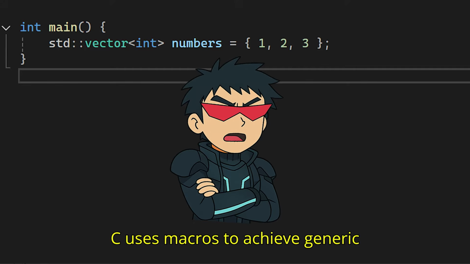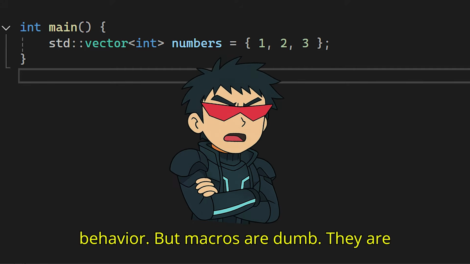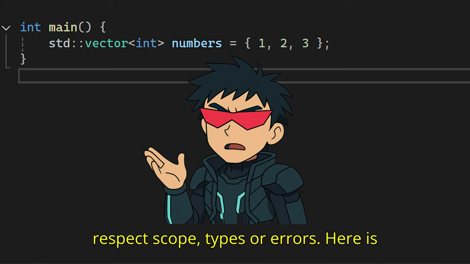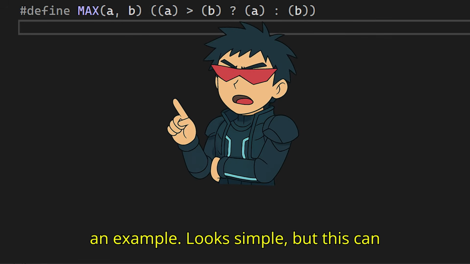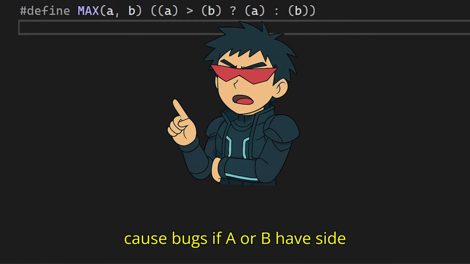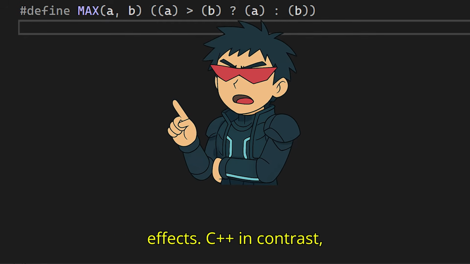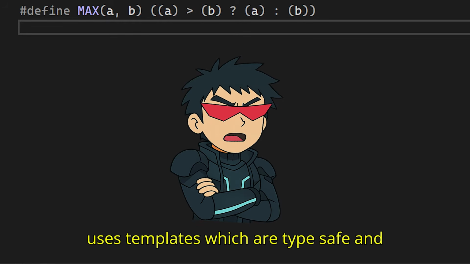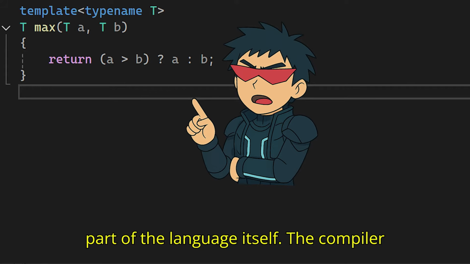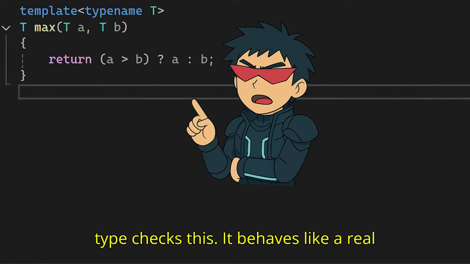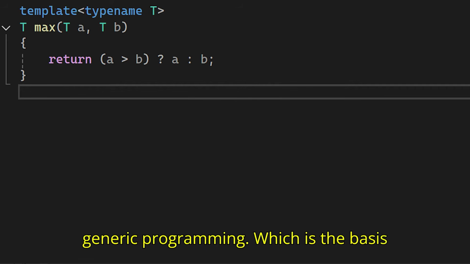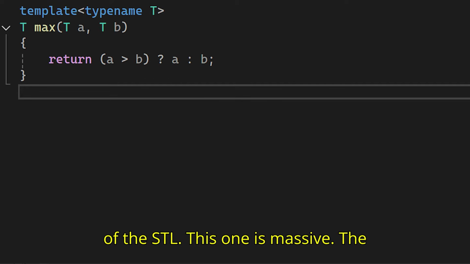C uses macros to achieve generic behavior, but macros are dumb. They are handled by the preprocessor and don't respect scope, types, or errors. Here is an example. Looks simple, but this can cause bugs if A or B have side effects. C++, in contrast, uses templates, which are type-safe and part of the language itself. The compiler type checks this. It behaves like a real function.